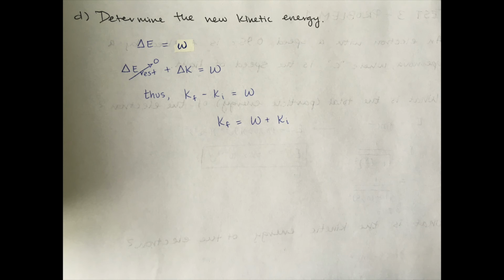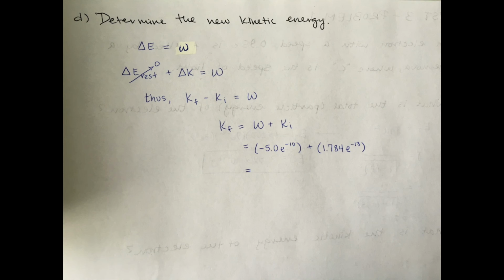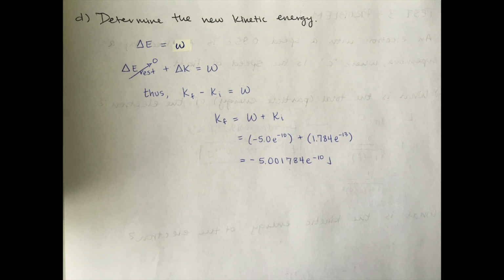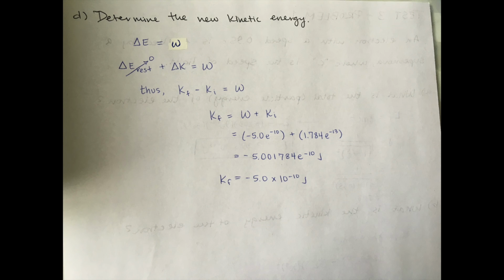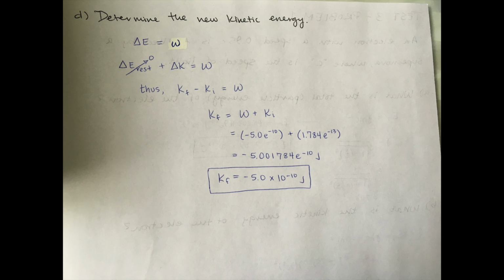Substituting information we found in part C and part B, we find that negative 5 times 10 to the negative 10th plus 1.784 times 10 to the negative 13th is equal to this number. This can be further simplified into the final kinetic energy, or the new kinetic energy, is equal to negative 5.0 times 10 to the negative 10 joules.